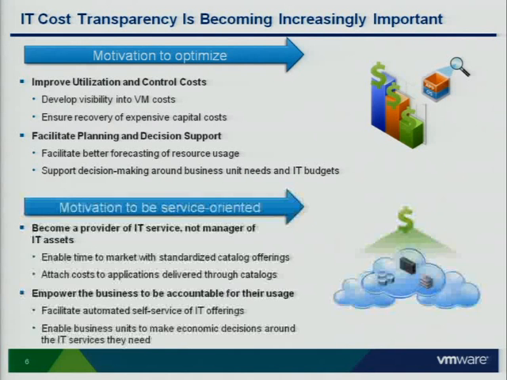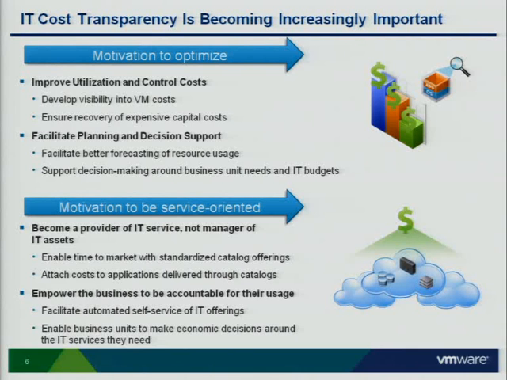The second motivation is to become more service-oriented. So you want to move away from just managing IT assets to really managing and providing IT services. You want to make sure that you have a standardized service catalog where each one of your applications has an associated cost, so that each time someone comes to you with a new application request, you can reasonably let them know that a 4 vCPU machine is going to cost more than a 1 vCPU machine.